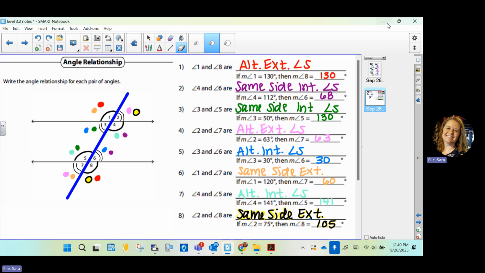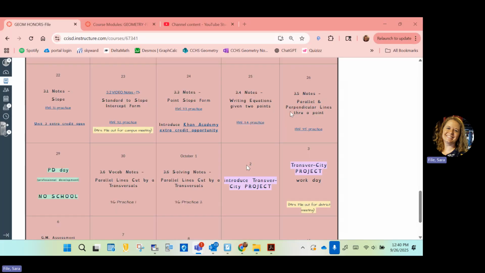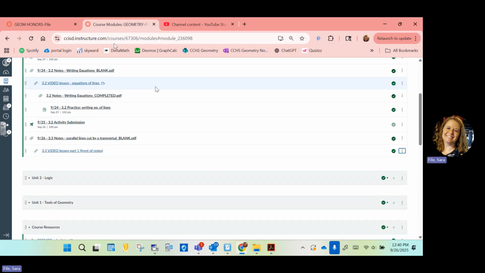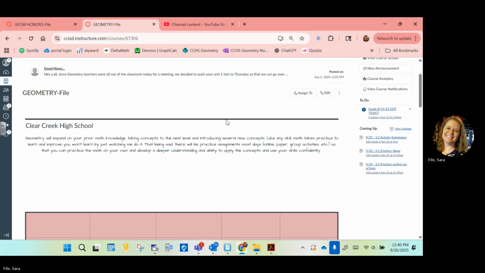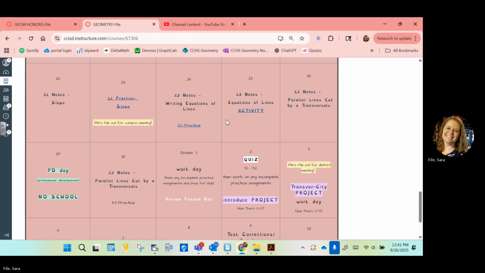And then Thursday, here's our calendar. Thursday, that is not our calendar. That's honors. Here's our calendar. Okay, so when you come back, we're going to spend a couple days practicing and working on this. And then we're going to take a quiz on Thursday and introduce the project using these angle relationships.